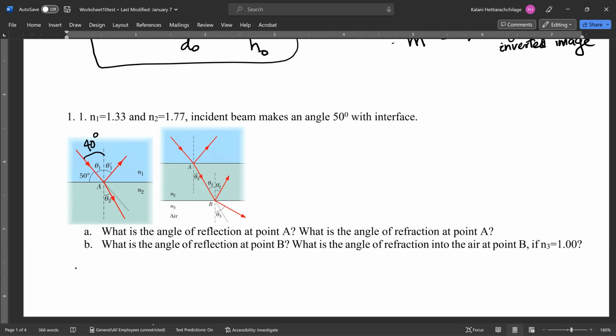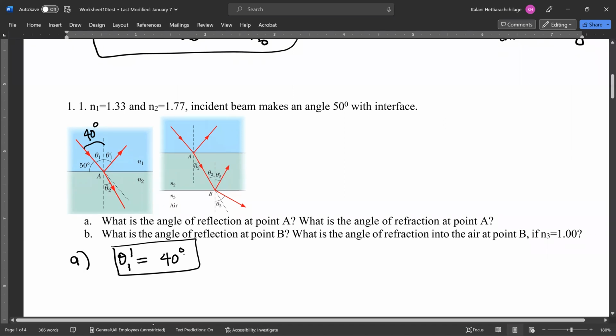Now part A. What is the angle of reflection at point A? So that is theta 1 prime. So that will be how much? 40 degrees, because reflection will be the same as the incident angle, right? And what is the angle of refraction at point A? So now I need to find the refraction at point A. So I need to use Snell's law.